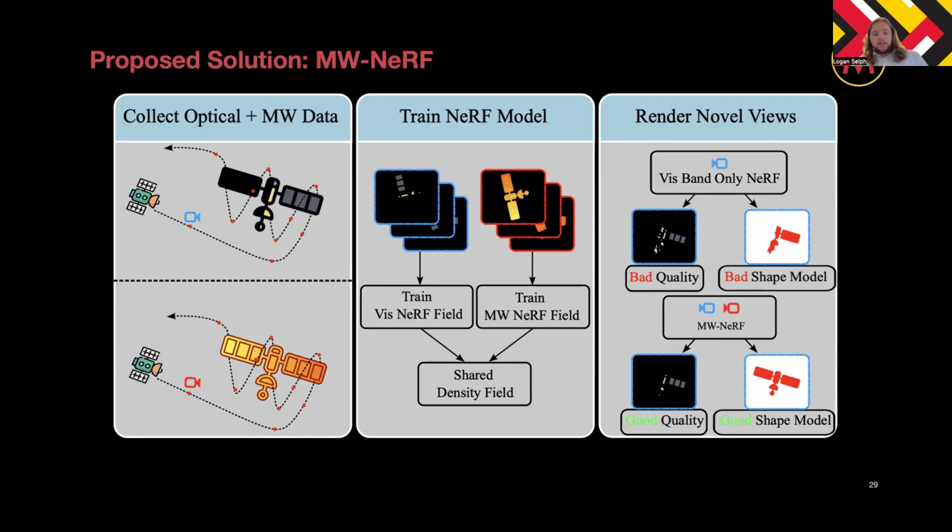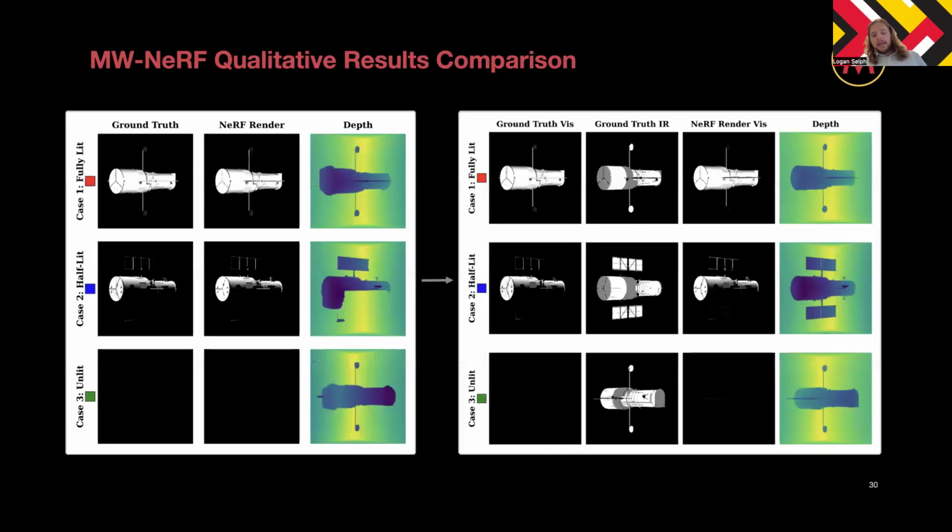So essentially what this does is allow us to train a model that can optically represent the neural radiance field while still benefiting from the extra shape information you can get at other wavelengths, such as infrared, where the model will be emitting the light rather than relying on the sun for illumination. And in our first pass through MW-NeRF, this is exactly what we see.